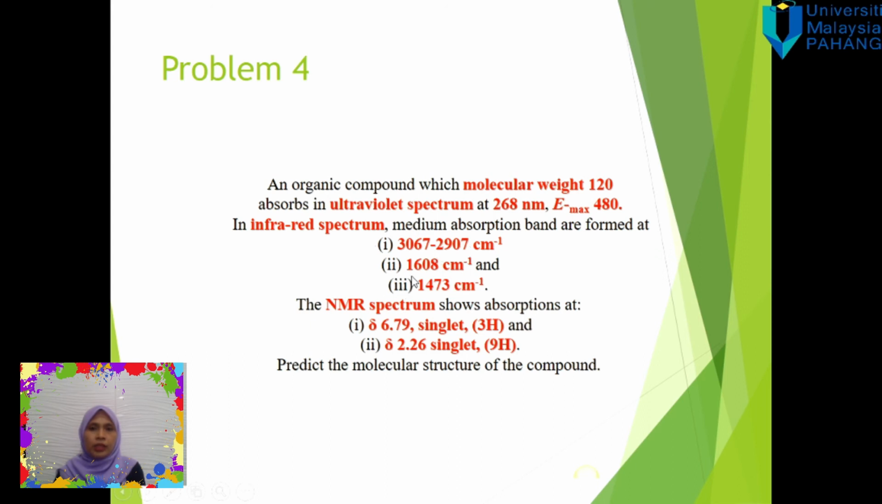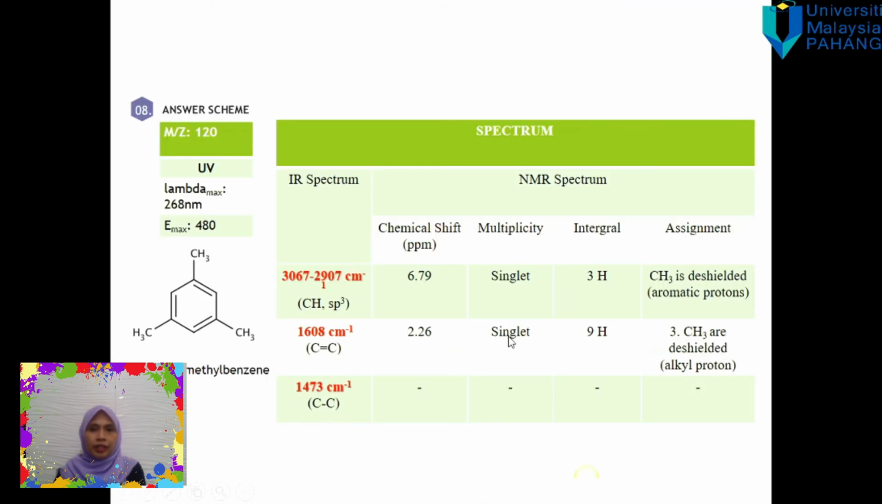Looking at this one, we see that the peak at 1617 indicates the presence of C double bond C. The NMR spectrum shows this singlet. Is it correct or a prediction? Because the region around 6 to 8 is always for the presence of an aromatic ring, and 2.26 is the region for CH2. Is it correct? We have to go through the interpretation in detail, one by one.